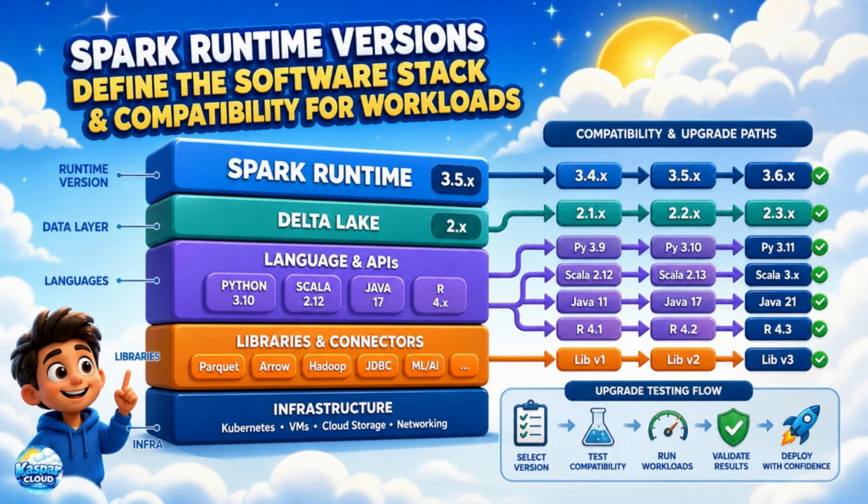Spark runtime versions define the core software stack used by Spark workloads. A runtime includes versions of Spark, Delta Lake, Python, Scala, Java, R, and related libraries. Runtime selection is important because code compatibility, library behavior, and performance characteristics may change between versions. Before upgrading a production runtime, teams should test notebooks, Spark job definitions, dependencies, and Delta table behavior carefully. Runtime governance helps reduce the risk of unexpected failures after upgrades.